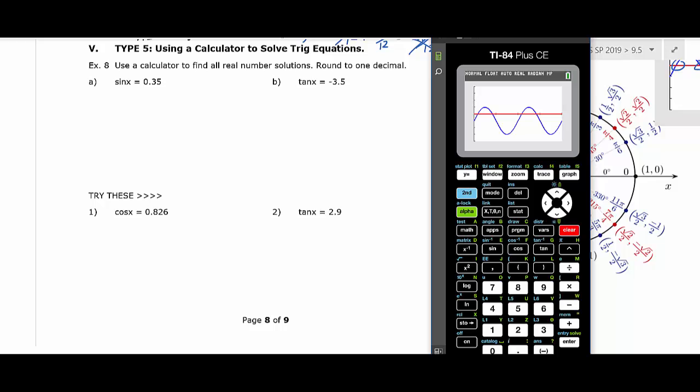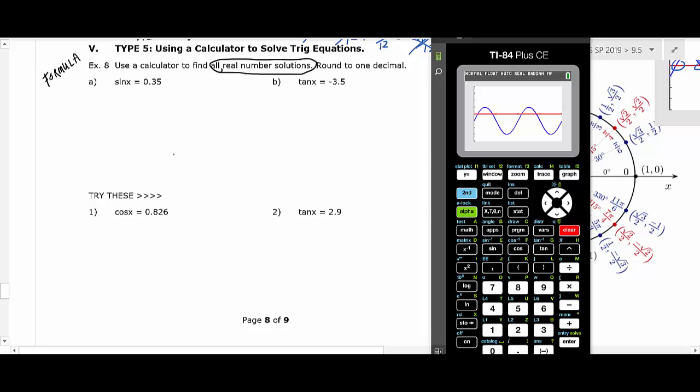To begin with, there's no place on the unit circle with the basic special angles where the sine is 0.35. There is a place on the unit circle when that happens. It's an angle that you would have to find using technology. Back in the old days, you had to use tables and interpolating and stuff like that. Nowadays, we use technology. So really the idea is we're going to use a calculator to find all real number solutions. That means we're going to find a formula.